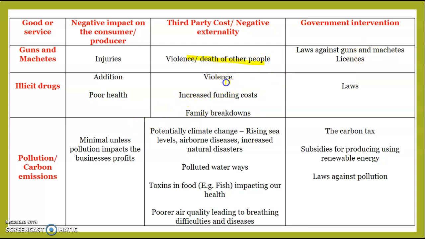Illicit drugs can lead to violence, family breakdowns. So there's laws against illicit drugs. And lastly, carbon emissions. So when we produce, businesses often will ignore the third-party costs associated with emitting carbon dioxide. So that can lead to rising sea levels, airborne diseases, increased natural disasters, polluted waterways, and all those things can have a harmful impact on third parties. And therefore, the government intervenes through things like carbon taxes, subsidies for producing renewable energy, and laws against pollution to try and stop them or stamp them out.